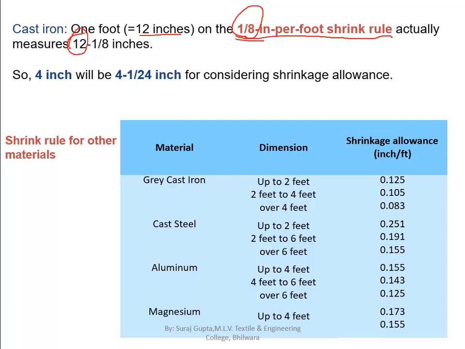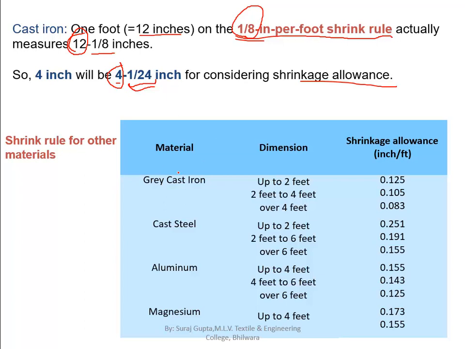1 foot. For 1 foot, 1 by 8 inch is required. Okay. So for 4 inch, it will require 1 by 24. For 12, it is 1 by 8. So for 4, it is required 1 by 24 inch. Means if the length of the product is 4 inch, the pattern size will be 4 plus 1 by 24 inch for considering shrinkage allowances. Okay.